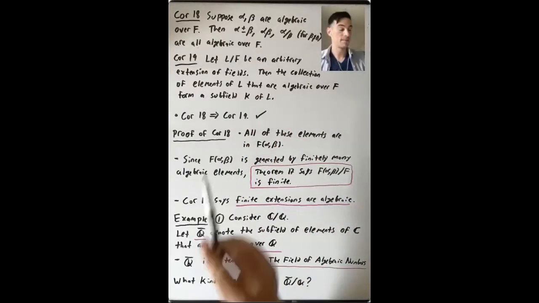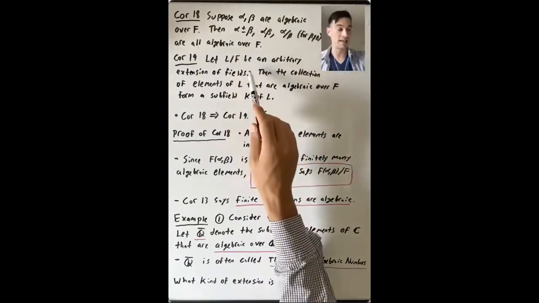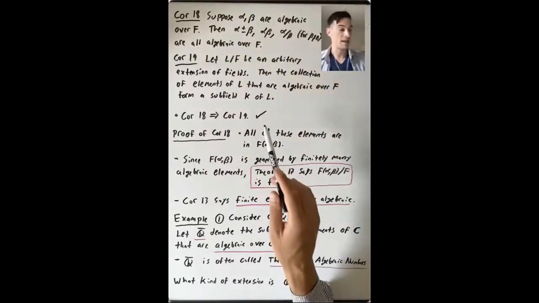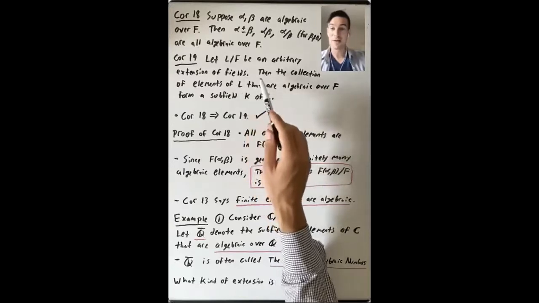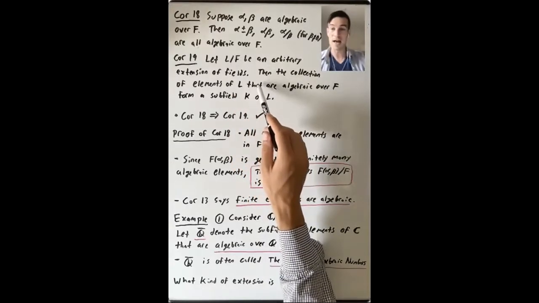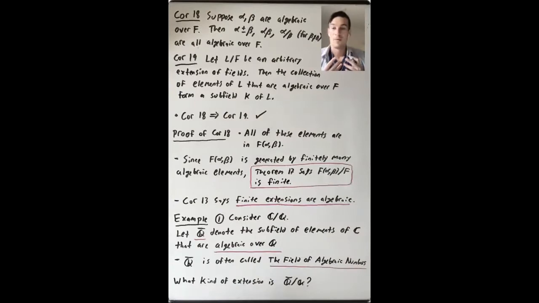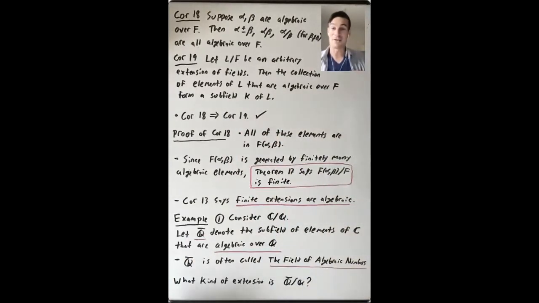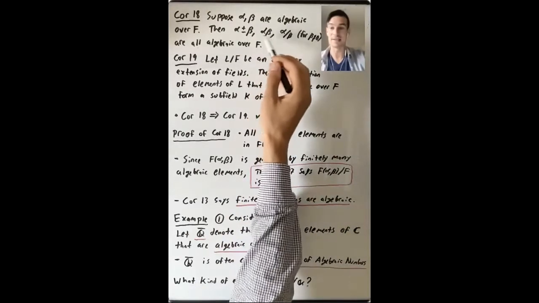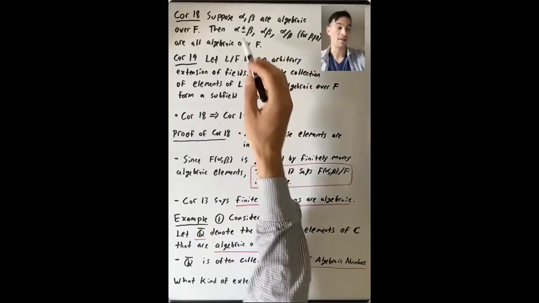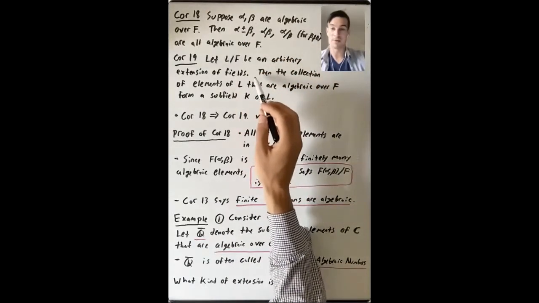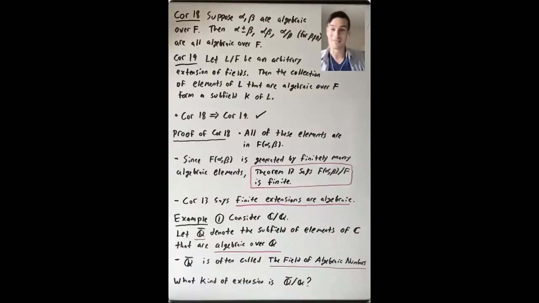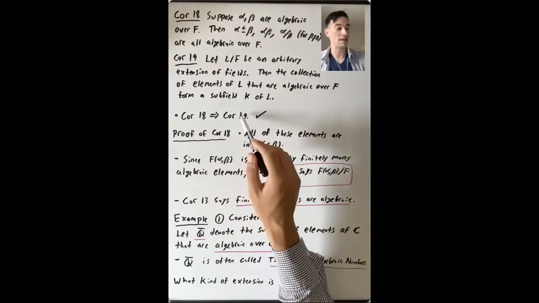All right, so first, it's clear that corollary 18 implies corollary 19, because if you have some elements that are algebraic over F, what do you need in order for those elements to form a field? You need to be able to add, subtract, multiply, and divide. And corollary 18 is exactly telling you that you can do that, that anytime you have two elements that are algebraic over F, you can take sums, differences, products, and you can divide. Okay, so corollary 18 implies corollary 19.